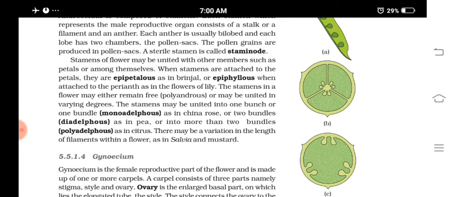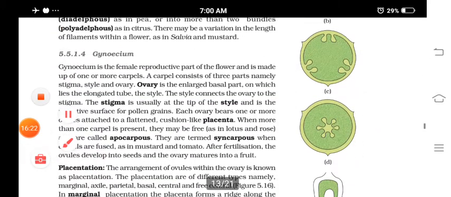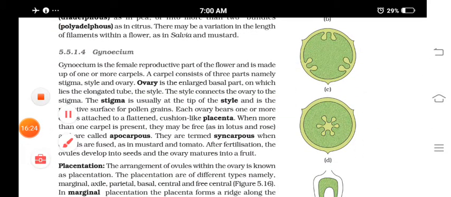Then the length of the stamens also may vary. Some may be taller and the others shorter. In most flowers, the stamens have the same height, but in some plants you can see differences in the length of the stamens. Examples are salvia and mustard, with variation in the length of the filaments. So is it clear?